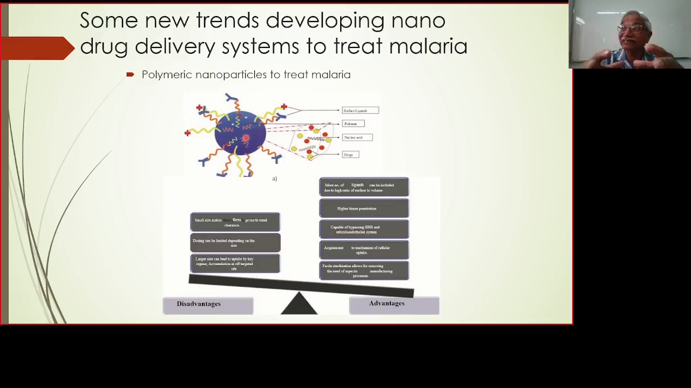And this is where these targeted malarial polymeric nanoparticles can be utilized. So there are some advantages and disadvantages. Advantages are outweighing the disadvantages.